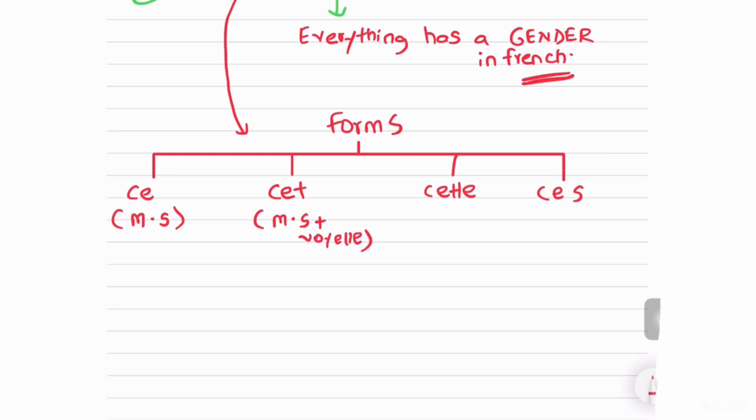Then with CETTE, it is used for feminine singular, and it is also used for feminine singular that starts with a vowel. V is for voyelle. And then CES, that is say, is used for plural. Now we'll understand each one in more depth.